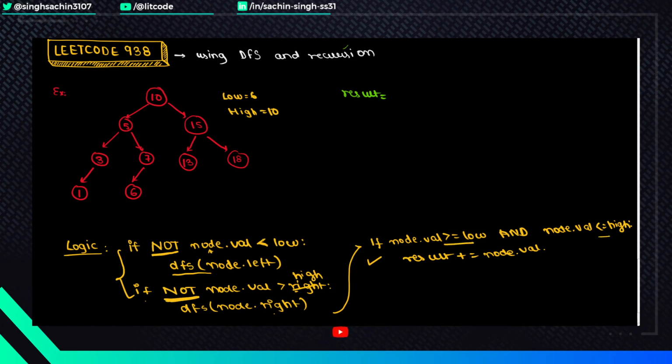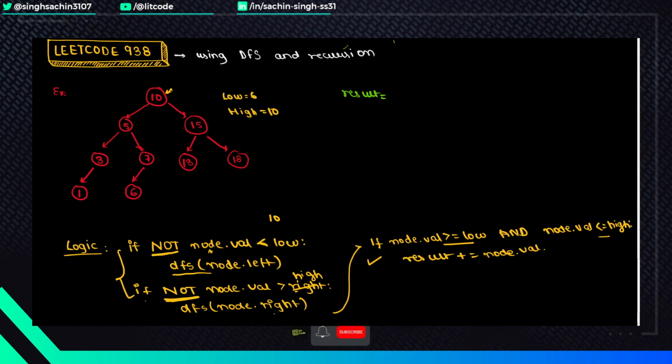So let's do a dry run on this one. For example, for this binary search tree, the low is 6, high is 10. What we'll do, we'll have the root node. Okay, this is the root node we have. We'll get 10. Over here we will see the first condition I'm talking about, let's use some other color marker.